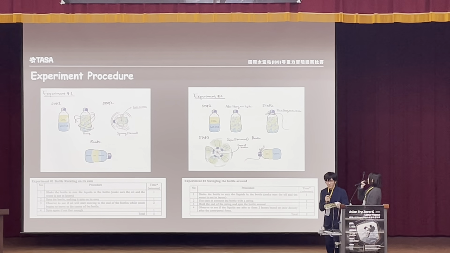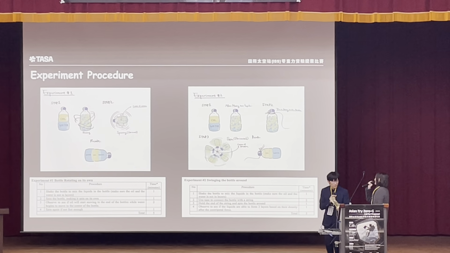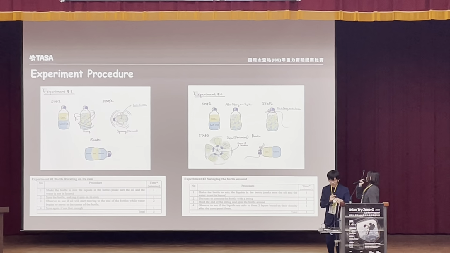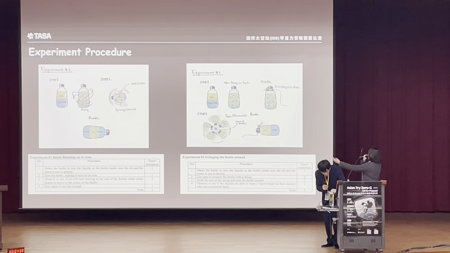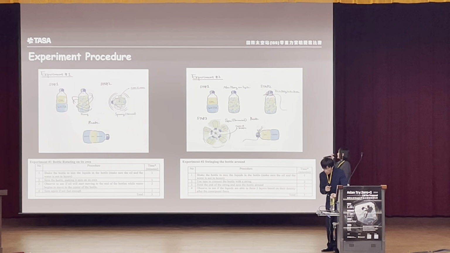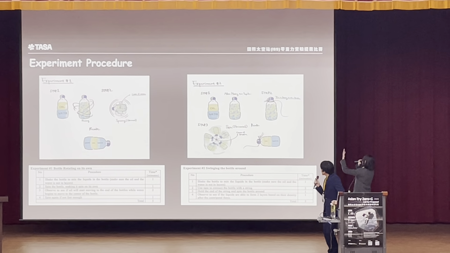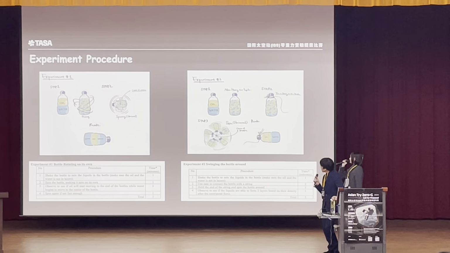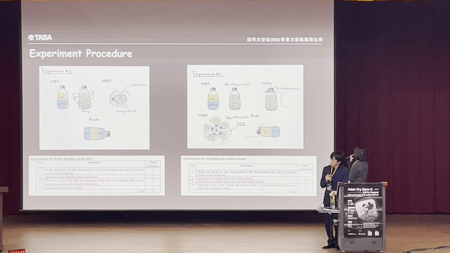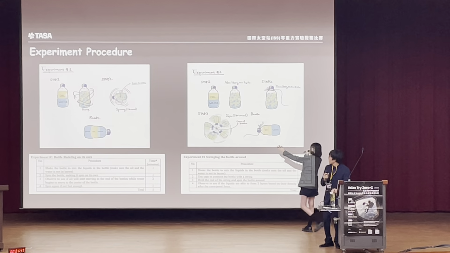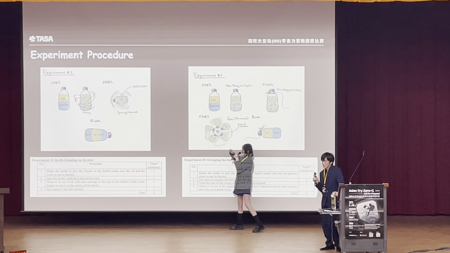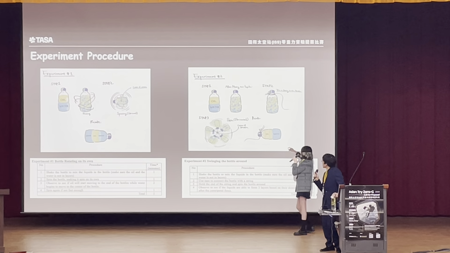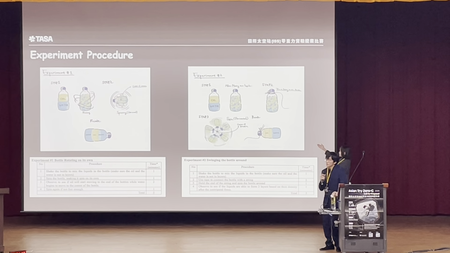In step two, we rotate the bottle very fast, and create an axis of rotation in the middle of the bottle. And that is the result. For experiment 2, steps one and two are similar, except that in step two, we require a string attached to the top of the bottle. From step three, we can see that the axis of rotation changes to the tip of the string. So we have different results here.